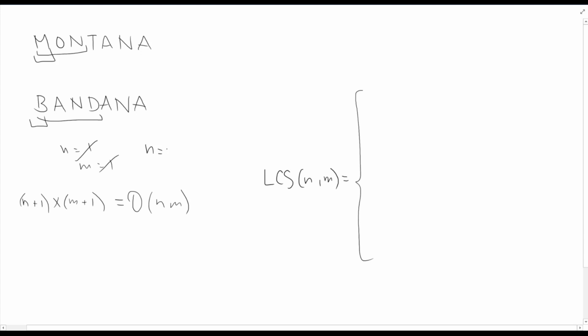Let's try n equals 0 and m equals 0. I'm going to set that up here. If n equals 0 and m equals 0, then what's the length? Remember, we're concerned with the length of the longest common subsequence. If both of our strings are of length 0, then it should be 0. But it's actually more than just this case. If either of our strings is of length 0, then our output should be 0. So I'm going to change that to or. If n equals 0 or m equals 0.